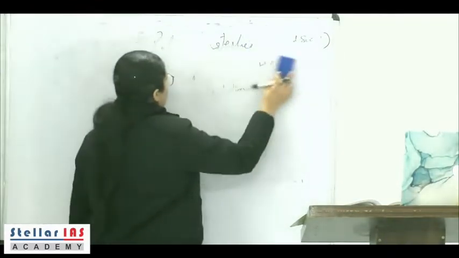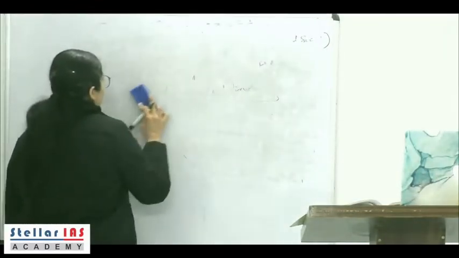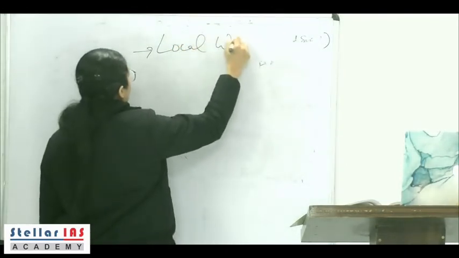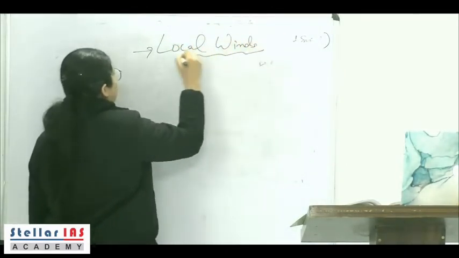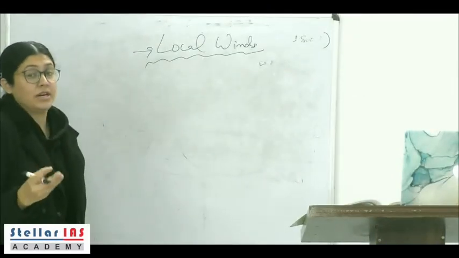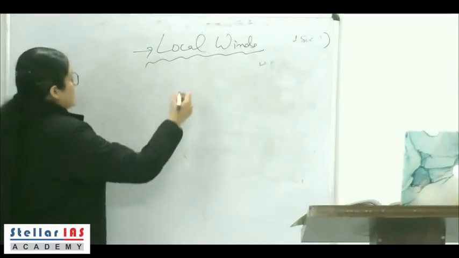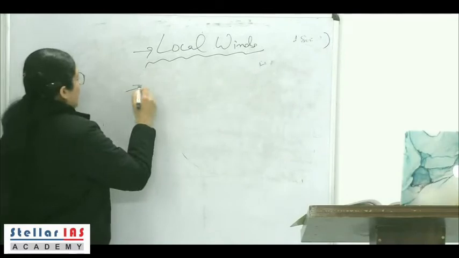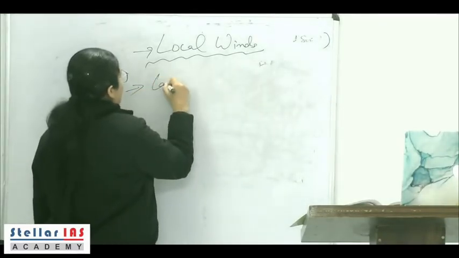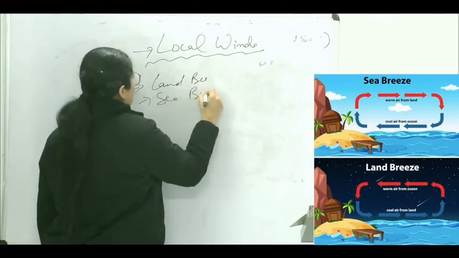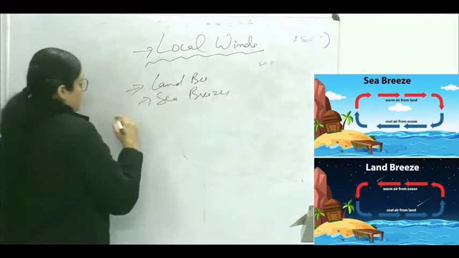After the permanent winds, we will be coming to what we call the local winds. Now local winds are the winds which blow for a brief period of time, that is for a day or for a particular season in a very confined or local area. Okay. So for example, we have your land breezes and the sea breezes that we have discussed before.